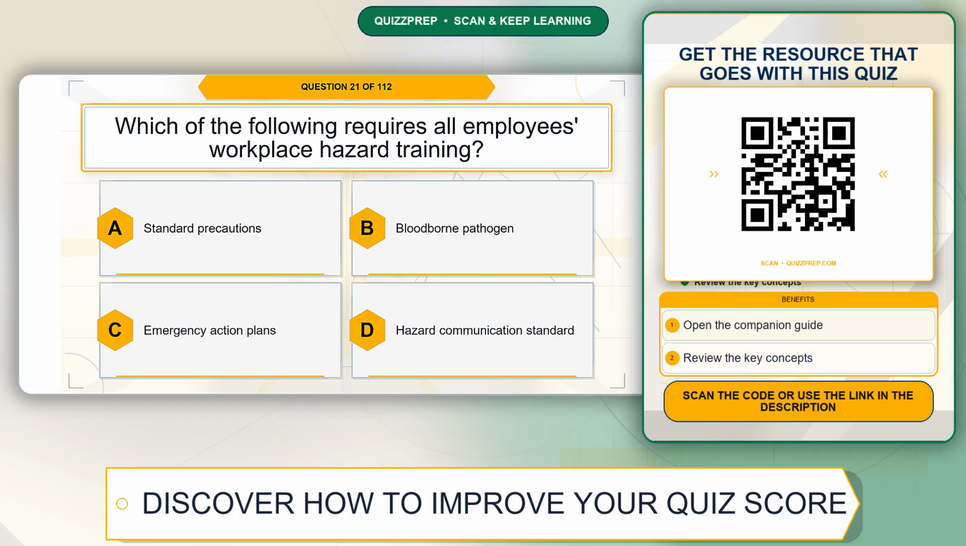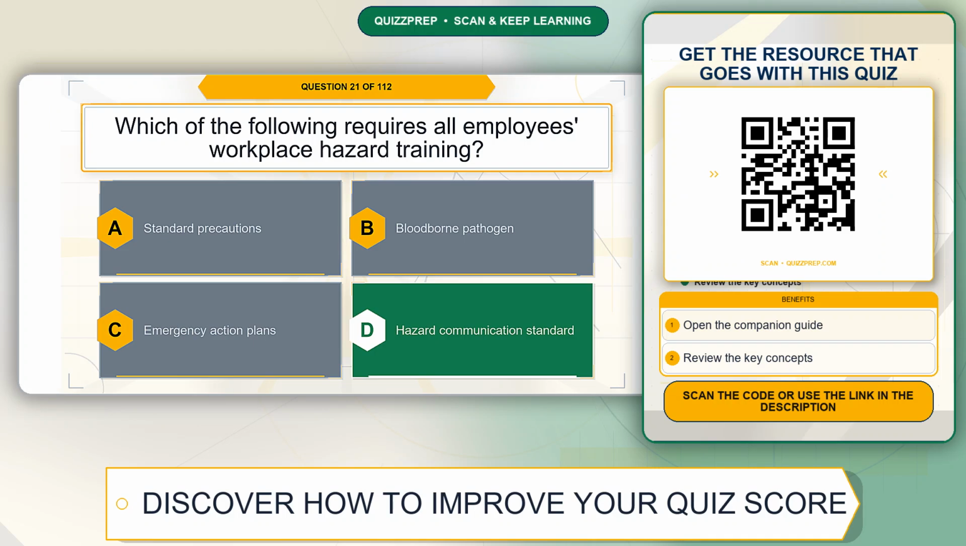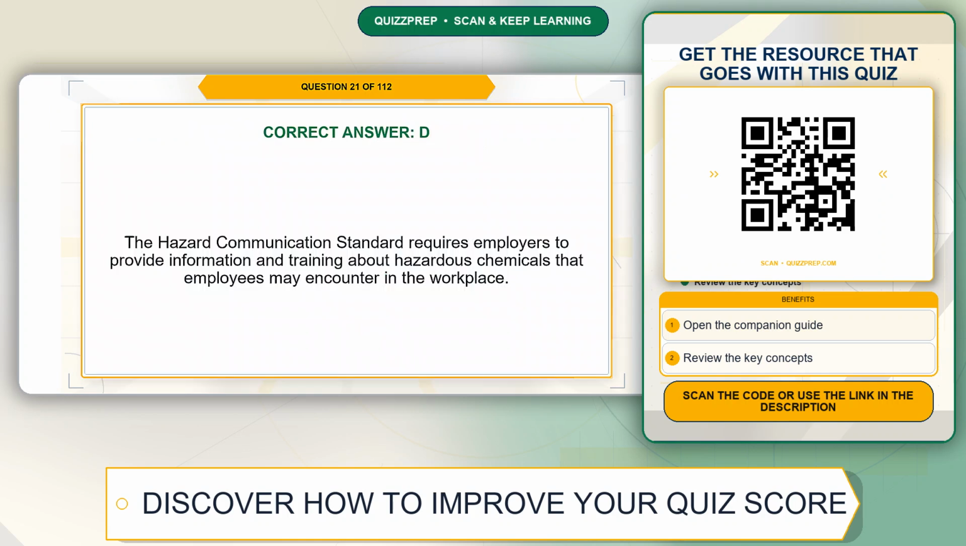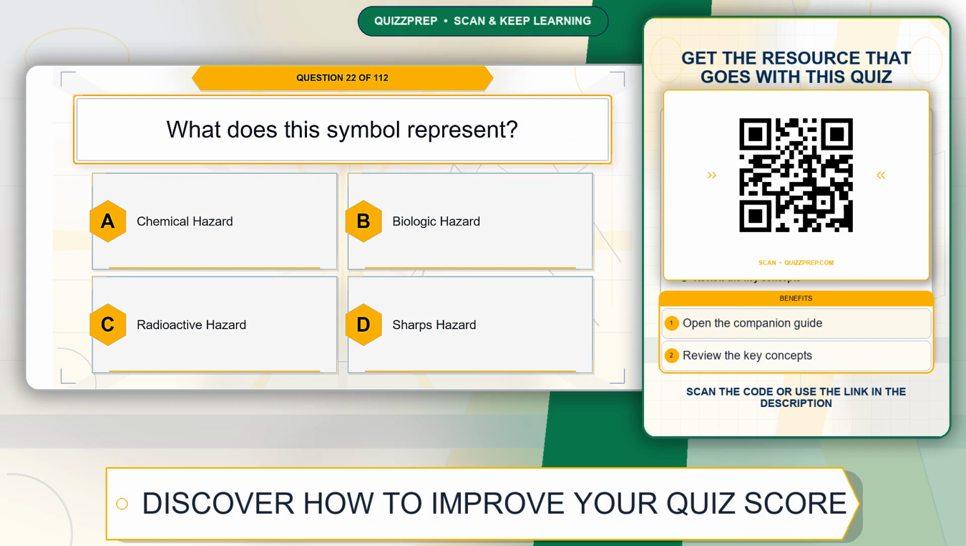Question 21. Which of the following requires all employees workplace hazard training? Option A, standard precautions. Option B, blood-borne pathogen. Option C, emergency action plans. Option D, hazard communication standard. The correct answer is option D, Hazard Communication Standard. Explanation. The Hazard Communication Standard requires employers to provide information and training about hazardous chemicals that employees may encounter in the workplace.